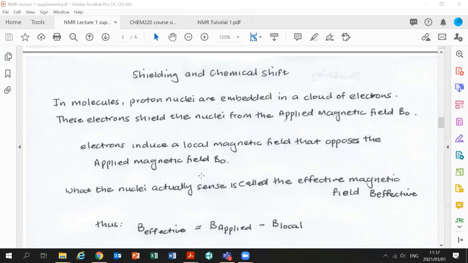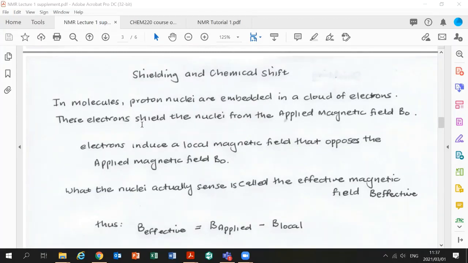So the electrons hold those nuclei in their own specific places that give them the structure of that molecule, right? So these are bonds that you learned from first year, sigma bonds and pi bonds, etc. So the proton nucleus is embedded in this cloud of electrons, right? Now electrons, as I said, also behave as magnets, and they can shield the nuclei from the applied magnetic field.